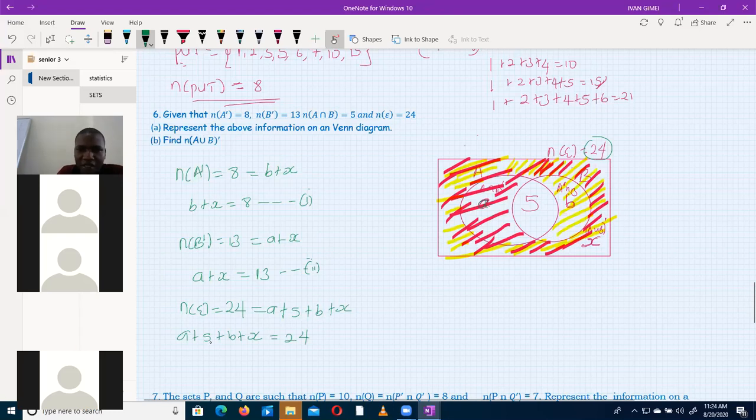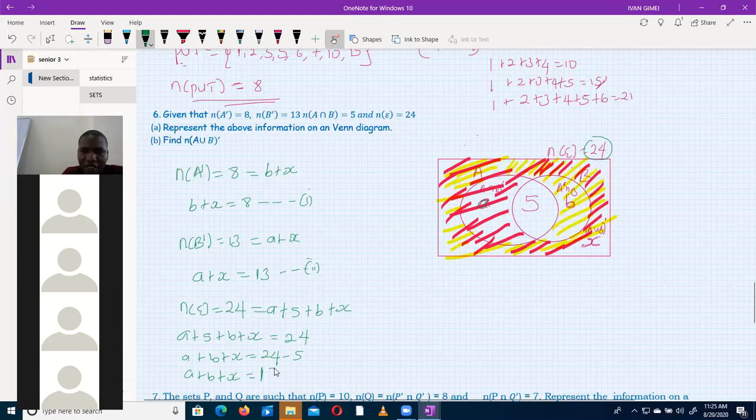Then from this, I'll have A plus B plus X equals to 24 minus 5. What do you get? I think 19. So this is our third equation.